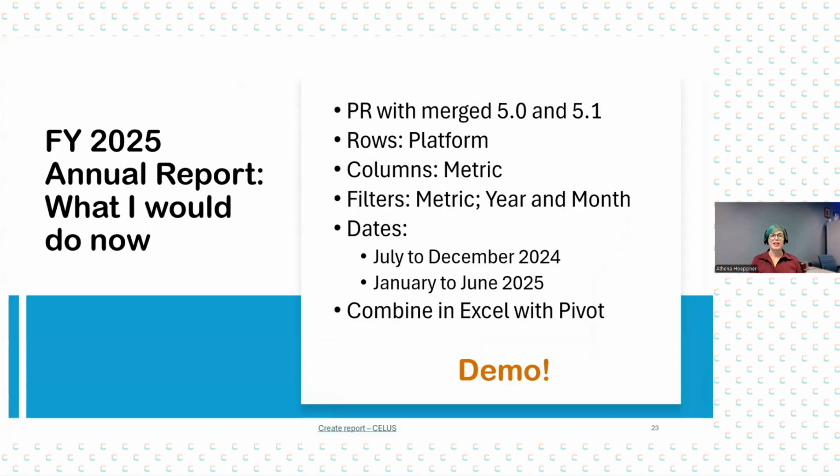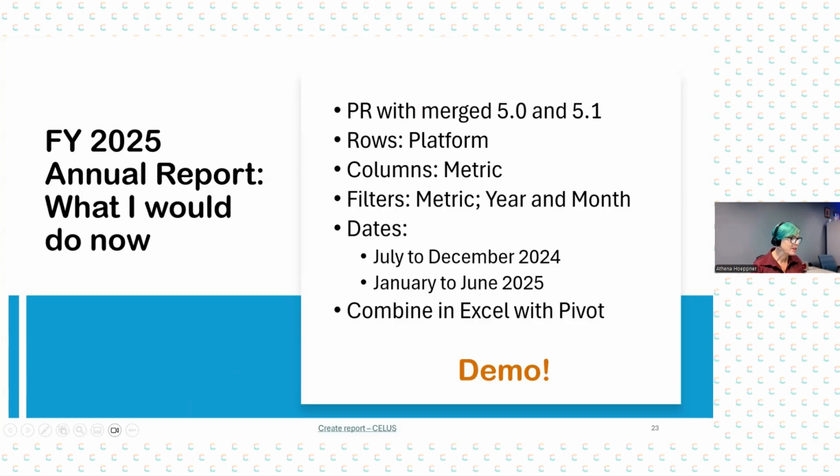So this is what I would do now. I'm going to see if I've got a, oh, I don't have time to do the demo, unfortunately. But I would have done a PR and pull a report which merged 5.0 and 5.1. And I would then have my rows be the platform, column be the metrics, and then filters be the year and month. But I would pull two reports. I would do one from July to December 2024 and one with January to June 2025, and then do a quick, easy Excel with pivot to combine them.